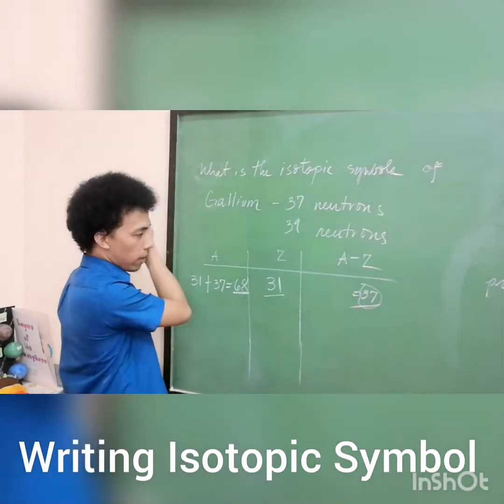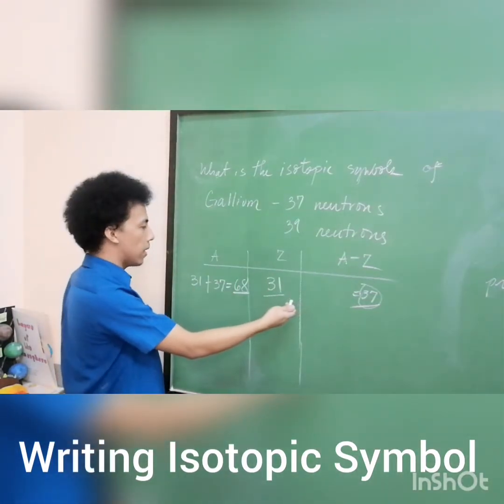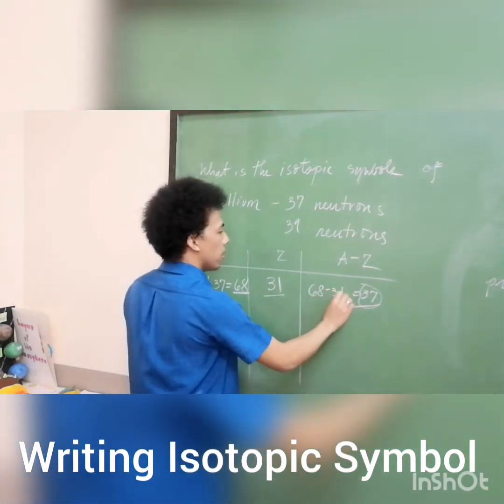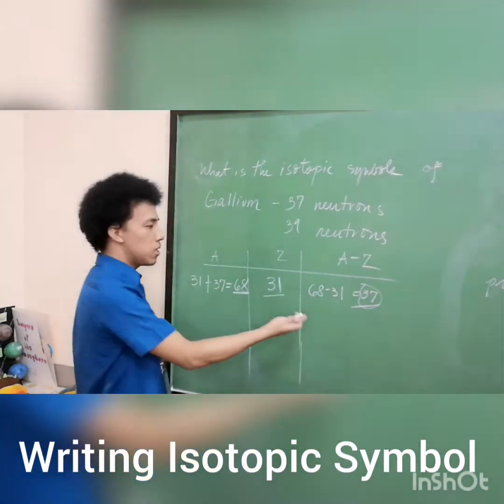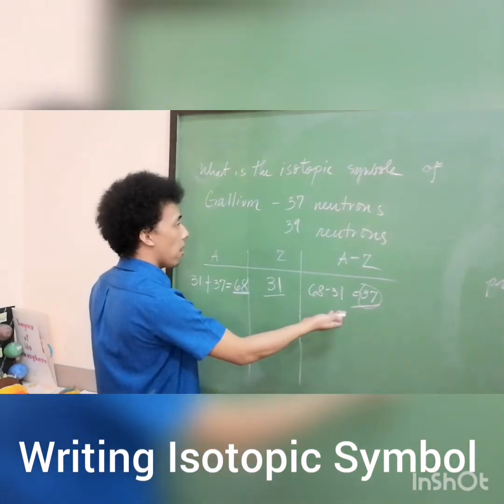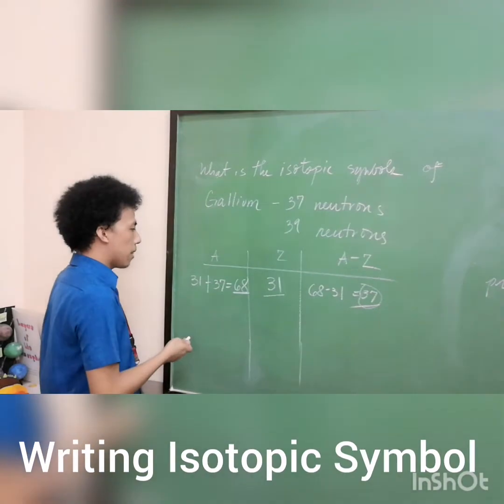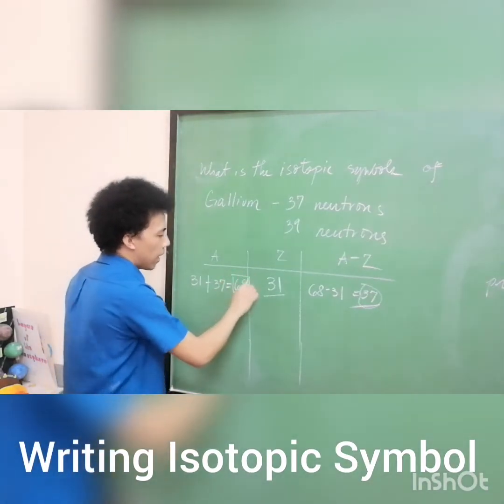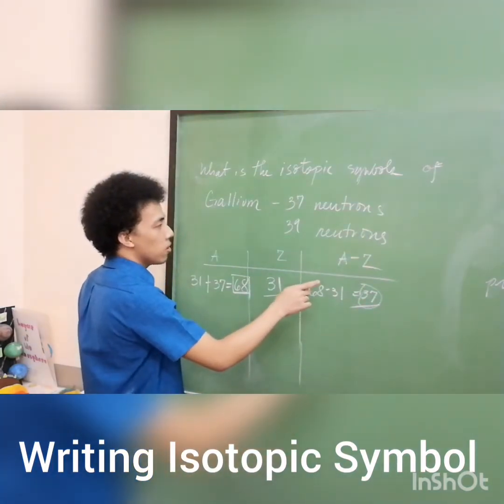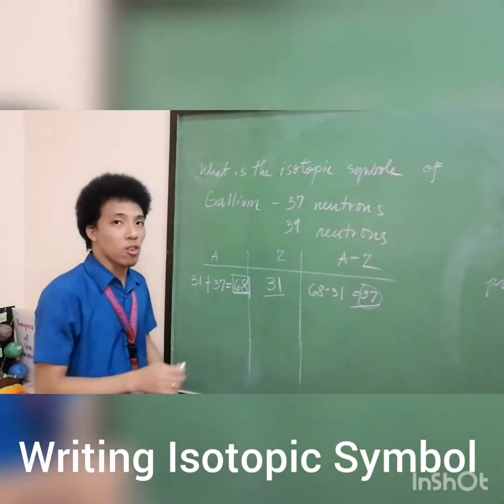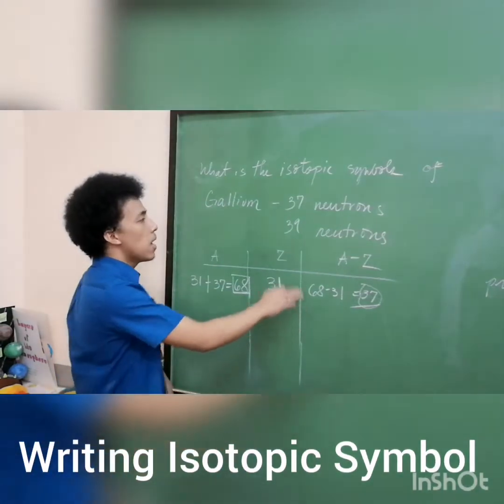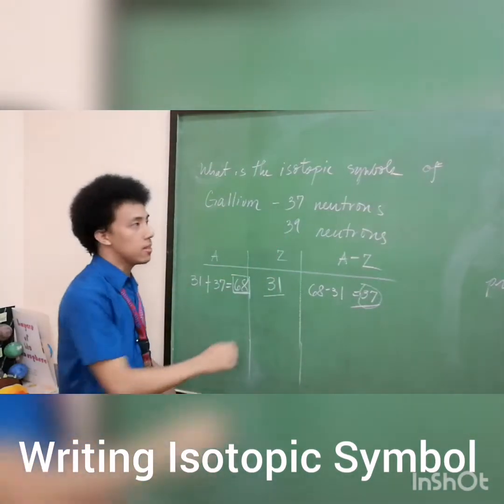If you go the other way, 68 minus 31 gives you 37, which means you have 37 neutrons for this particular isotope. So we get 68 as the mass, 37 neutrons, and 31 as the atomic number. Later on we will write it in the isotopic symbol. Let's just solve for the next given.